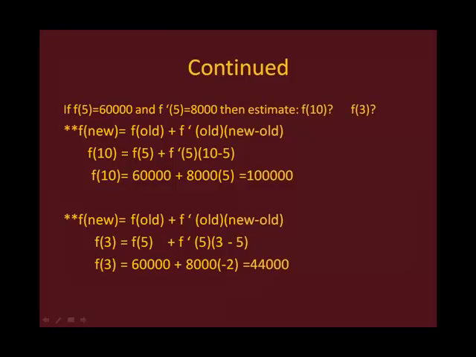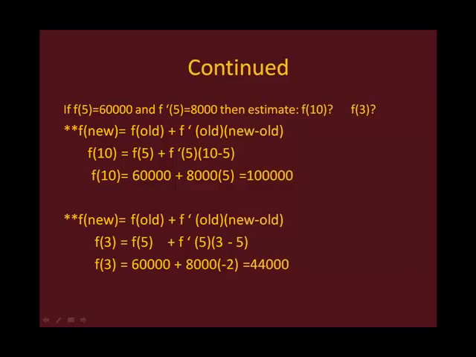Let's look at f of 3. Notice that 3 is a smaller number than the 5 that we started with. So we would expect fewer customers than f of 5. So again, we start with the basic form of our formula. F of new equals f of old plus f prime of old times new minus old. F of new is what we want, which is f of 3. F of old is what we have, which is f of 5, plus f prime of old is f prime of 5, and then new minus old. New is 3, and the old number we're using is 5. So we plug in what we know.